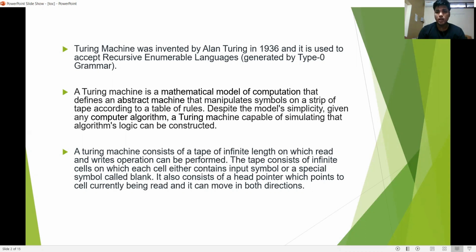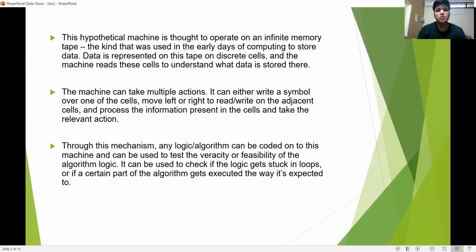It also consists of a head pointer which points to the cell currently being read, and it can move in both directions. This hypothetical machine is thought to operate on an infinite memory tape, the kind that was used in the early days of computing to store data. Data is represented on this tape in discrete cells, and the machine reads these cells to understand what data is stored there. The machine can take multiple actions.